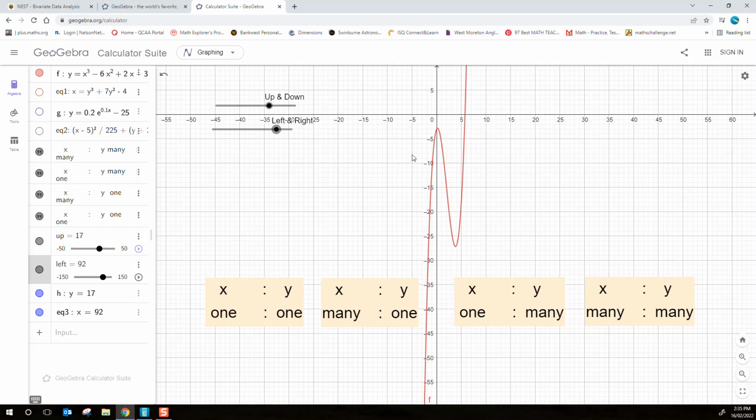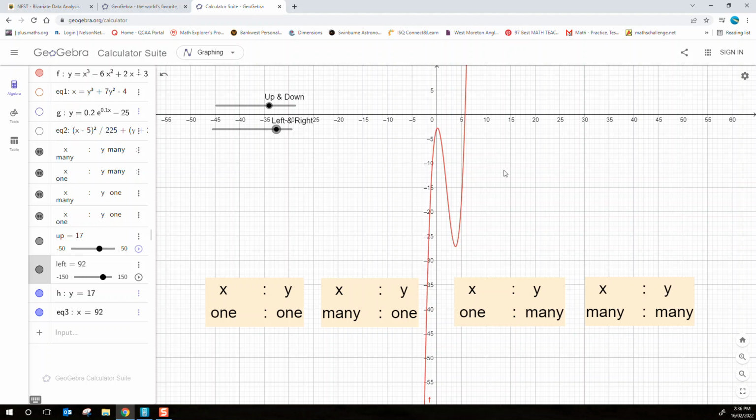So here is a graph. Don't worry about the formula I have over there. Let's just focus on the shape of the graph. Now, the idea is that we want to try and work out what type of relationship there is between the set of x values and the set of y values. Is it one to one? Is it many to one? Is it one to many? Or is it many to many?